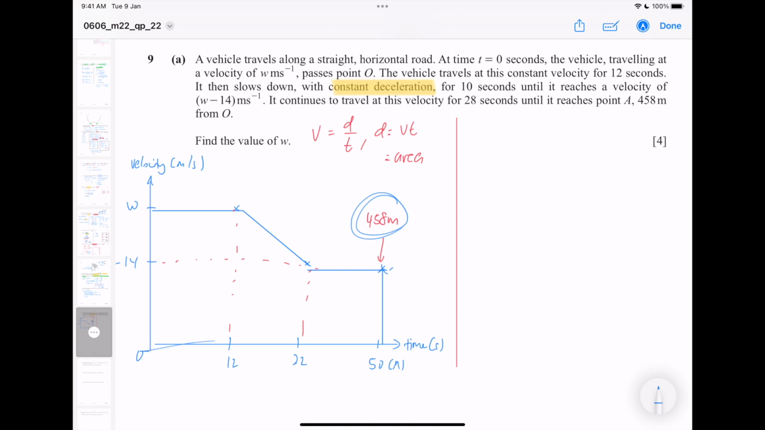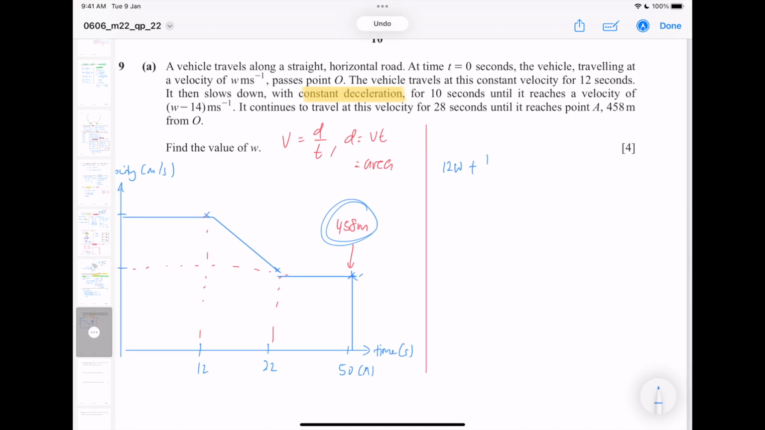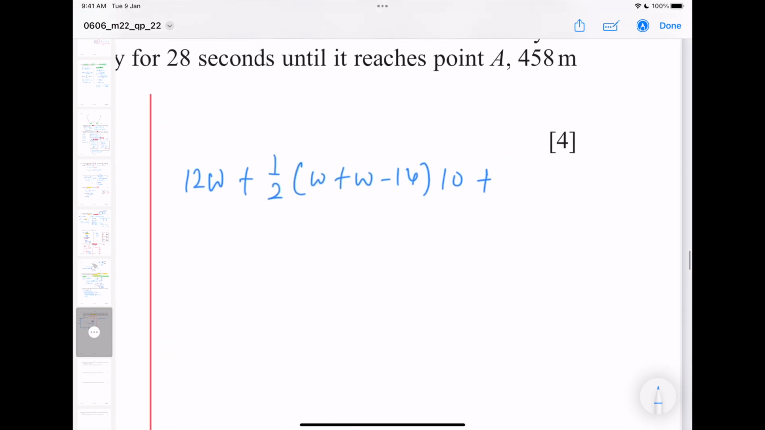So for the first, you have base of 12, height of W, so 12W, plus, now you have a trapezium, which is just half of W times W minus 4, plus W minus 14, that is A plus B, times height, which is 10. Then you plus your third area, which is just 28 times W minus 14, and all of this should equal 458 because that is the distance. Again, whatever information they tell you, use that. I'm doing this because they told me the distance. So I wrote out the distance formula, which is just the area under the graph.